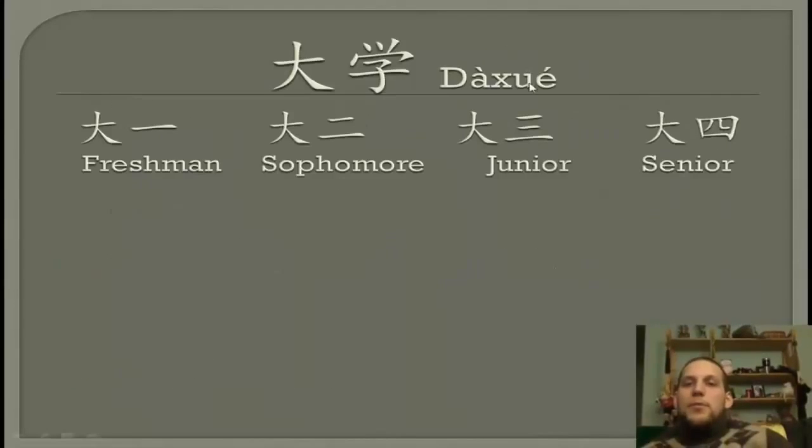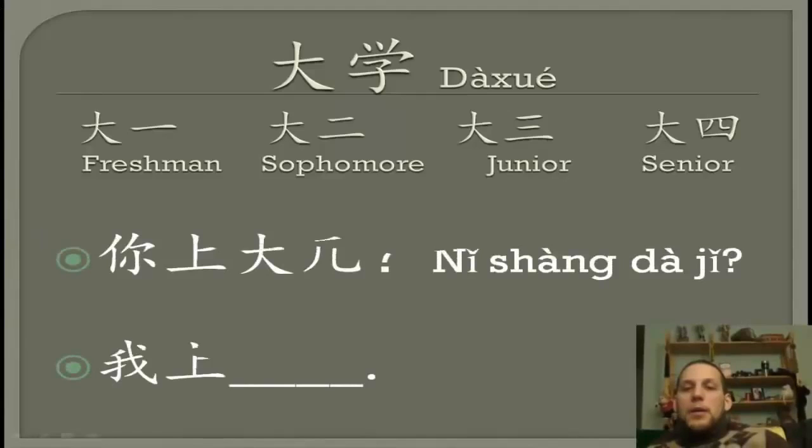好的。Let's move on to 大学. So 大学 is for university. So for our freshman students, they are 大一. Sophomores are 大二, juniors 大三, and seniors 大四. You can see the pattern here. It's not too difficult. So the question to ask what grade somebody's at in college, we're going to say 你上大几?